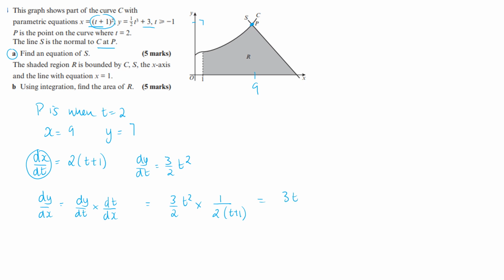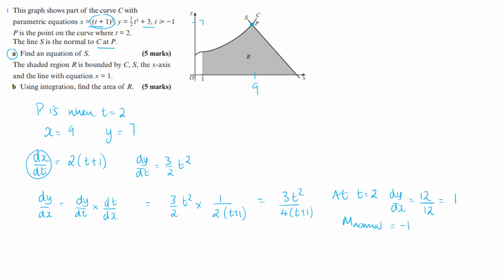So that's 3t squared over 4 into t plus 1. Now at t equals 2, dy by dx is equal to 2 squared is 4 times 3 is 12, and 2 plus 1 times by 4 is also 12. So the gradient of the curve at P is equal to 1. So the gradient of the normal will be minus 1.